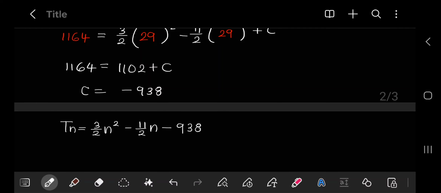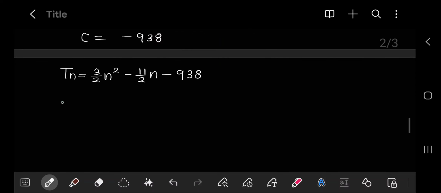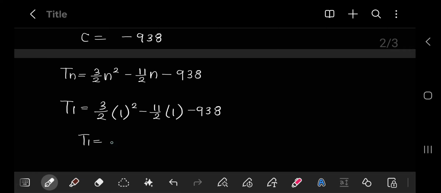And now we can finally answer the question which asked us to get the first term of this quadratic pattern. So we are going to replace n with 1. And let's just put this on the calculator. That should give us negative 942. So that is the first term of the quadratic pattern. And we are done with this question.